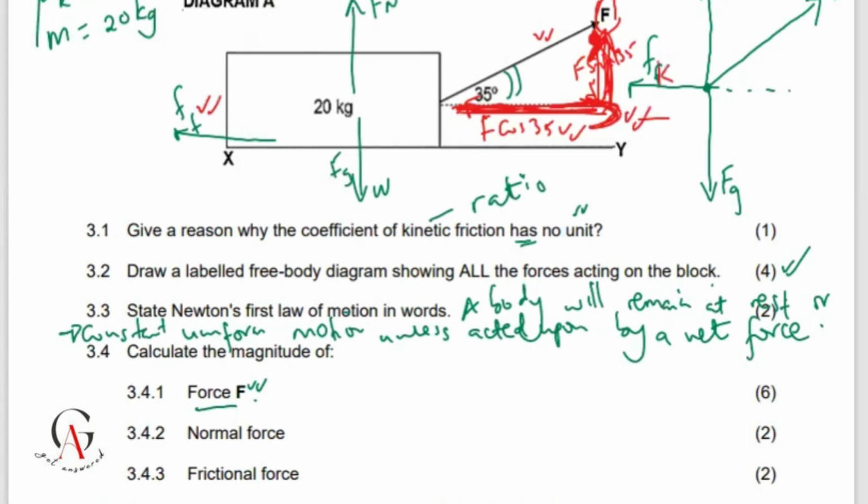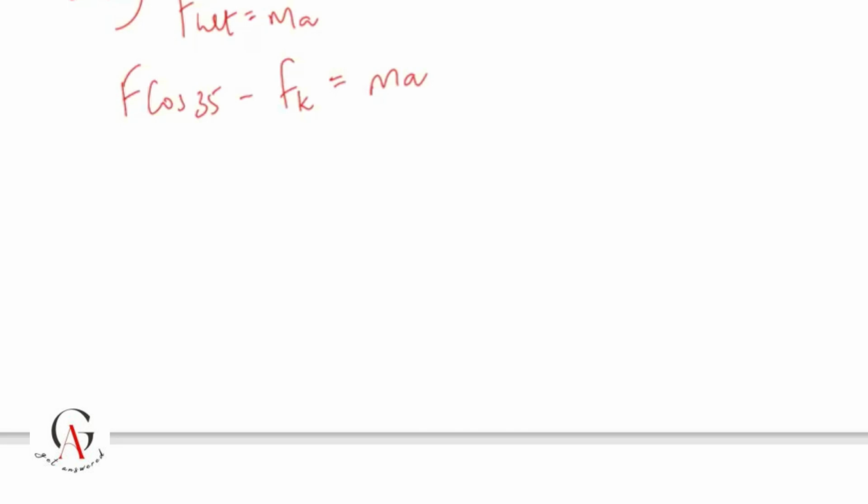Ff is sometimes called the kinetic friction force. Now let me do my substitution. This is F cos 35 minus the frictional force, which is given as mu k multiplied by the normal force. But we know that the normal force is given as the weight, which is mg. So I'm going to say mu k multiplied by mg should give us ma. Do we know the acceleration?